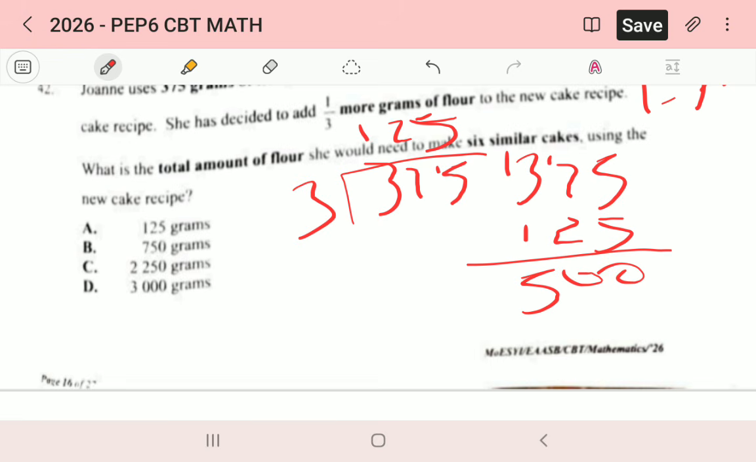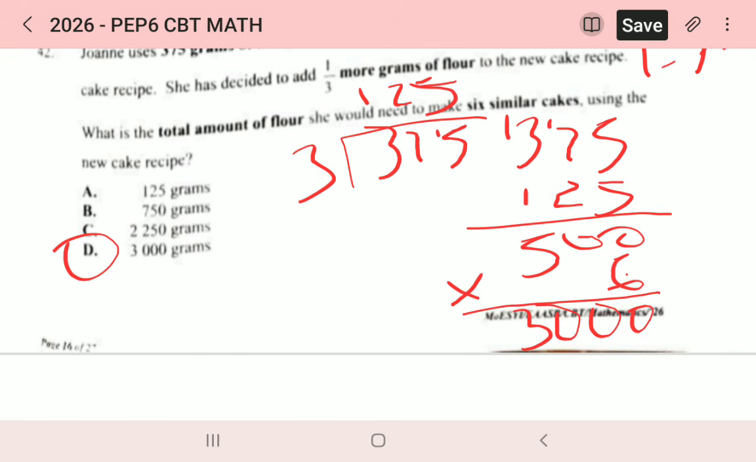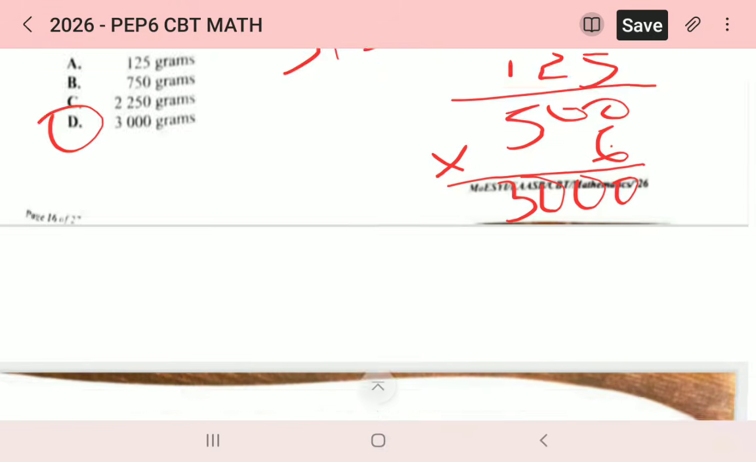But she wants to make 6 similar cakes. So you have to now multiply this new recipe by 6 because it's 6 of them. 6 0 0, 6 0 0, 6 5 is 30. So she's going to need 3,000 grams to make that amount of cake. So the answer for 42 is D.